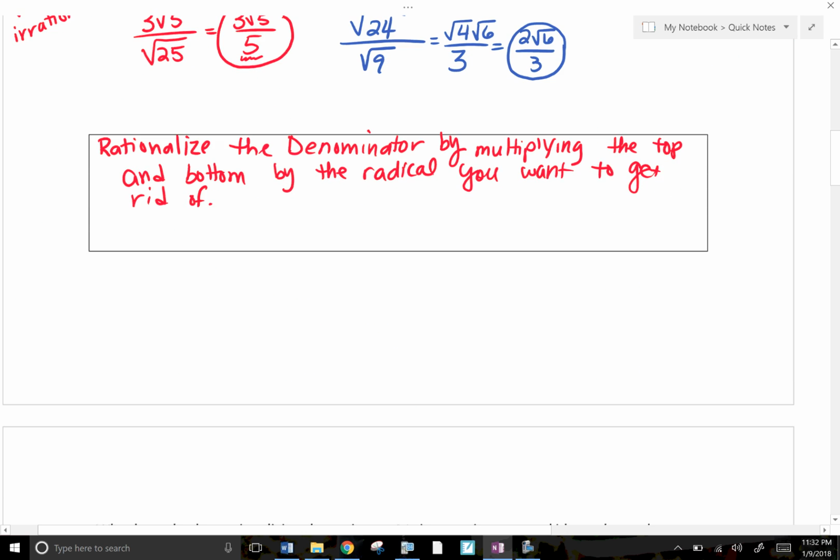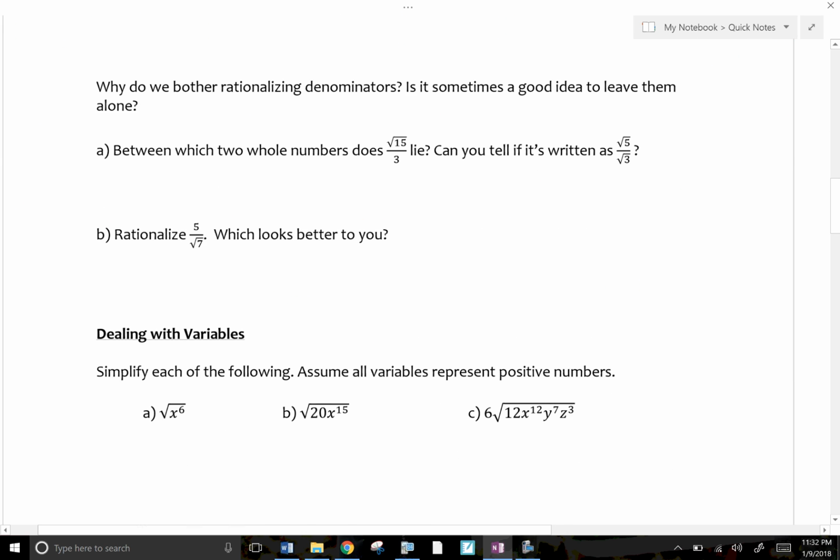So let's turn the page. Why do we bother rationalizing denominators? I just want to give you guys a reason for what we're doing instead of me just rambling on here. If I asked you between which two whole numbers does this lie, that's actually a pretty easy answer to get, because the square root of 15 is close to 4, but slightly under 4. And then I'm dividing by 3. So this is approximately 1 1/3-ish. So it's between 1 and 2.